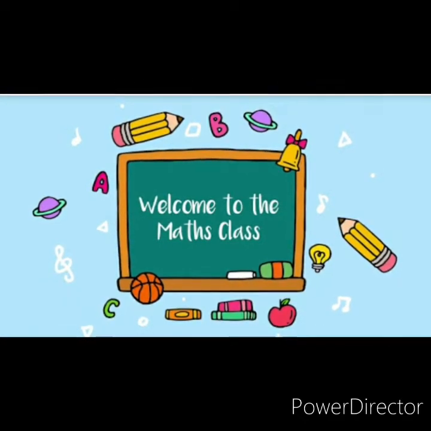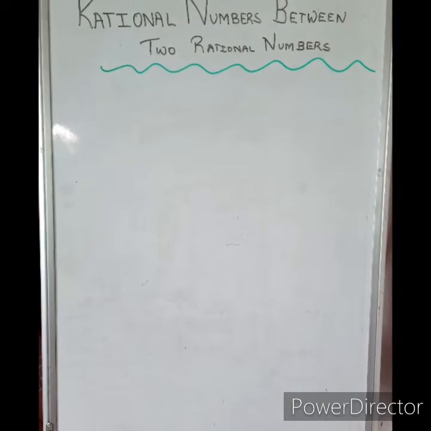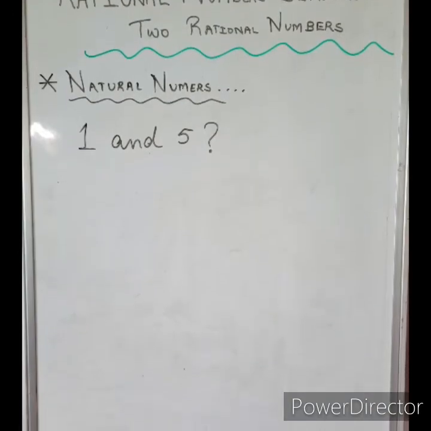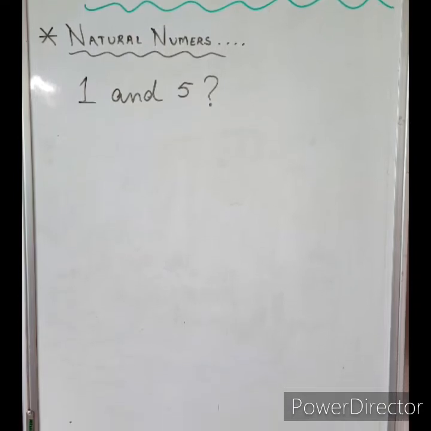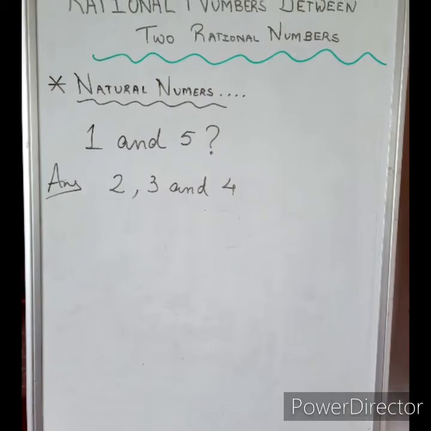We will have a look at finding rational numbers between two rational numbers. Let us have a look at the natural numbers first. 1 and 5. Which are the two numbers between 1 and 5? Yes, it is 2, 3 and 4. They are three natural numbers.